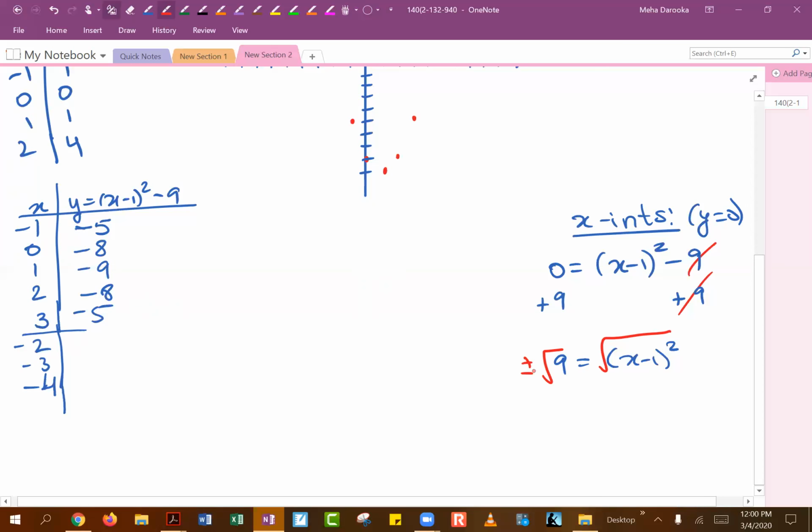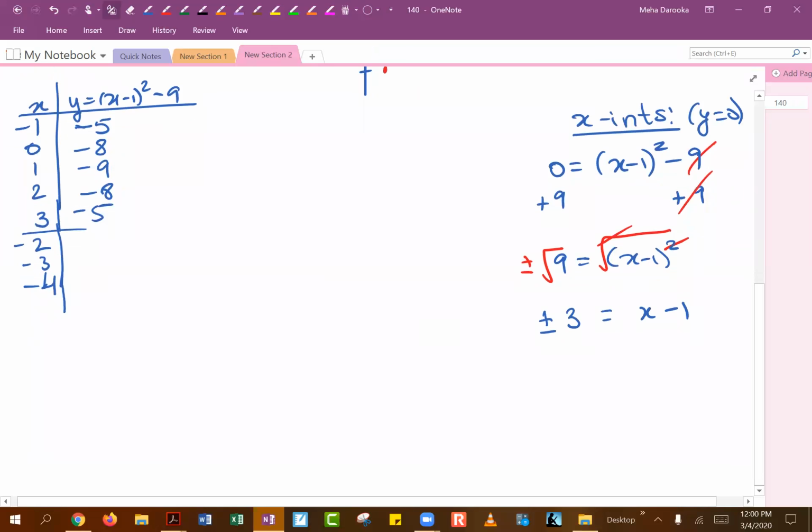Okay, so square root, please remember every time you take a square root, you get one positive, one negative root. So the square root will cancel out the square, leaving us behind with positive and negative 3 on the left. And since the square is gone, you can actually just write it as x minus 1. And the very last thing we do, add the 1 to both sides.